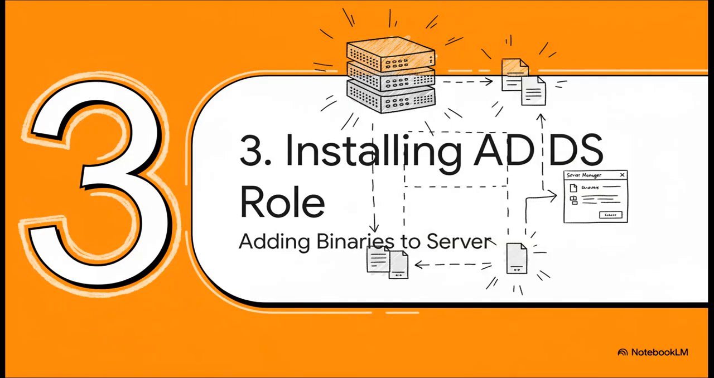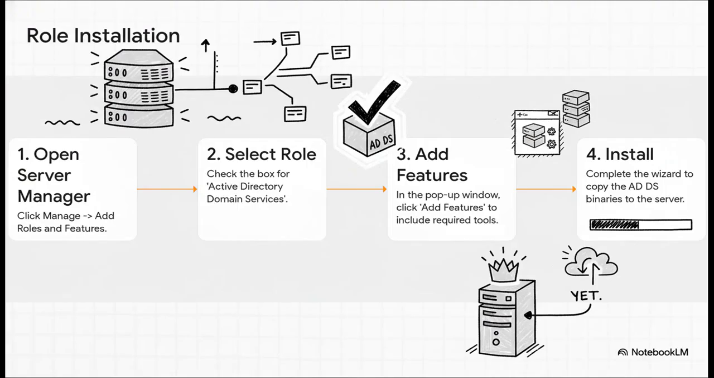Okay, our server is prepped and ready. We can finally start the build. Now, this first step is super simple. We're just getting the Active Directory software, the binaries, copied onto the server using Server Manager. You're just going to run through the Add Roles and Features wizard. The most important part here is to check the box for Active Directory Domain Services. A pop-up will ask to add some required features, just say yes. Now, at the end of this, the software is installed, and this is a big but, it is not configured. Your server is not a domain controller yet.